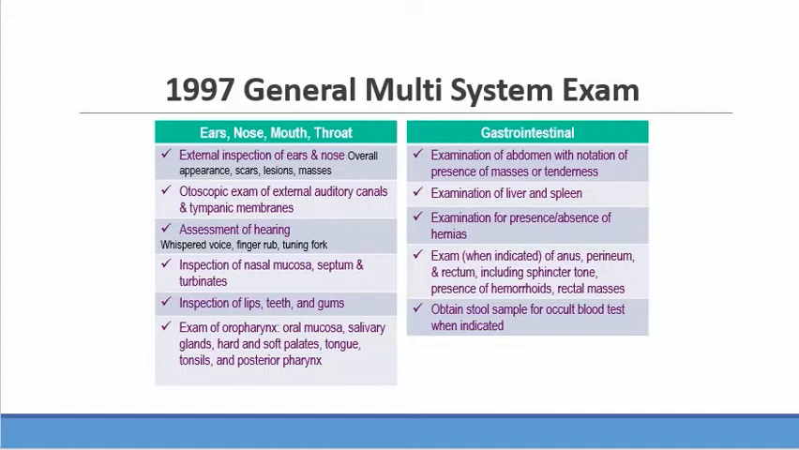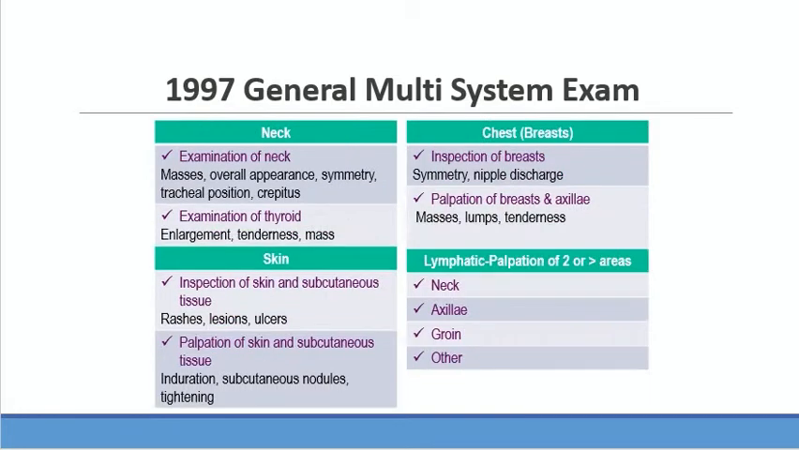Gastrointestinal includes bullets for exam of the abdomen, exam of the liver and spleen, exam for presence or absence of hernias, exam of the anus, perineum, and rectum, and obtaining a stool sample for occult blood test when indicated. This slide shows the exam bullets for 4 separate body areas and organ systems. The neck has bullets for an exam of the neck looking for masses, symmetry, and appearance. It also has a bullet for exam of the thyroid.